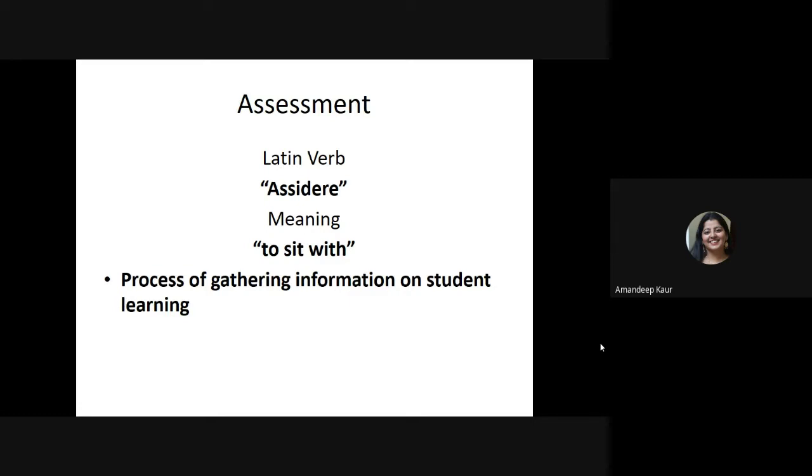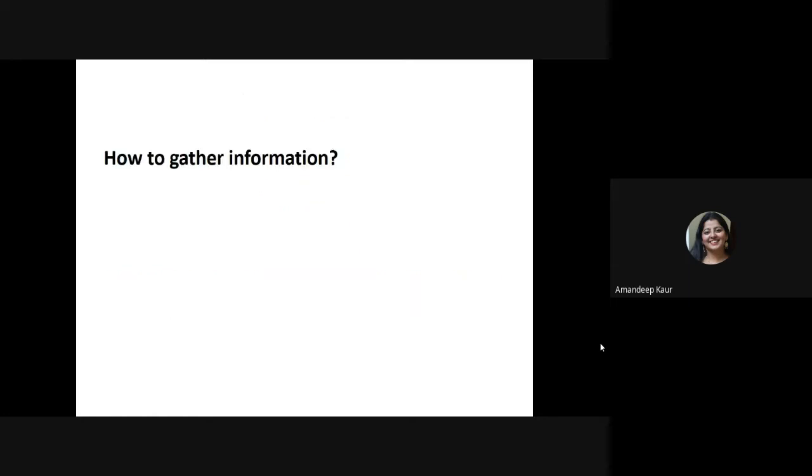That is why it is being said that regular, continuous, formative assessment needs to be part of instructional delivery, as per the new education policy. So when we say that we are doing assessment, we are actually collecting information. So on what basis are we collecting information?